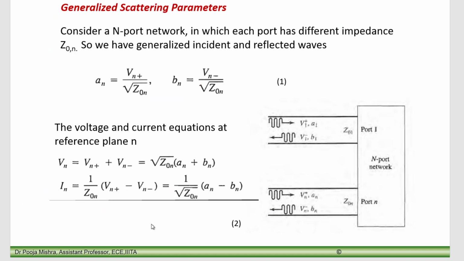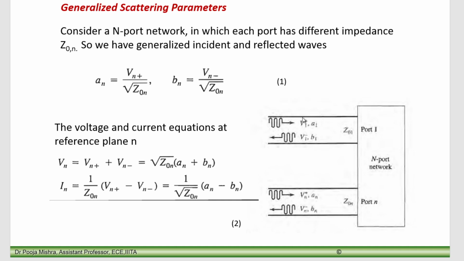So next, move on to generalize the scattering parameter. Until now we have determined the scattering matrix when we consider that all the ports had the same characteristic impedance. Now what would happen if all the transmission lines connected to an n-port network have different characteristic impedance? So let's see over here.